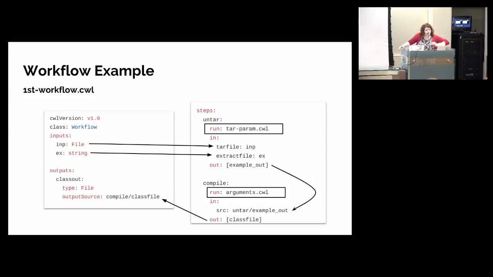Yes? Do you only specify one file or a final output from a workflow, or can you specify outputs along the way? You can specify outputs along the way. So let's say I wanted my, I can name them. So in this case, I just have one output source, one output listed. But if I had like a tar file or untar file, then I could just say its output source is untar/example_out. So I can just reference the other steps. Yeah. So if you have something you want to bookkeep along the way, you can pull them out, definitely. Questions?